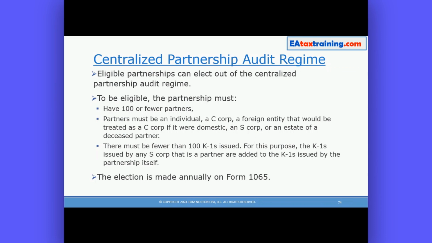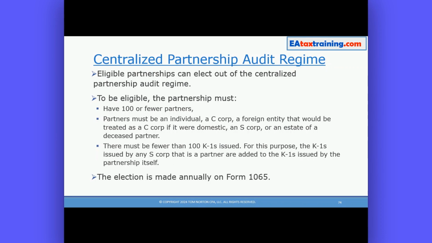So if you see those problems that we just talked about as being really big problems, you can elect out of this centralized partnership audit regime if you meet certain criteria. First of all, you have to have 100 or fewer partners. If you got more than 100 partners, the IRS says, no, we're not dealing with it.